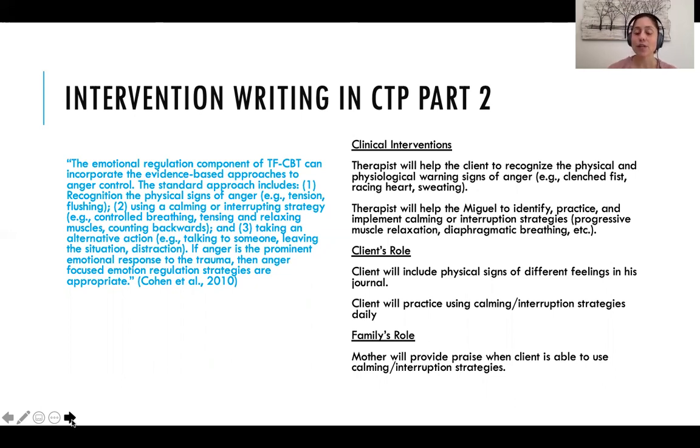What is the client's role for each of these? The client will include physical signs of different feelings in his journal, and client will practice using calming and interruption strategies daily. Family's role, mother will provide praise when the client is able to use calming and interruption strategies.